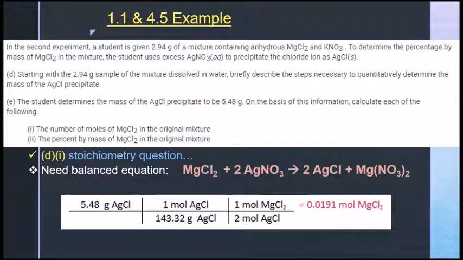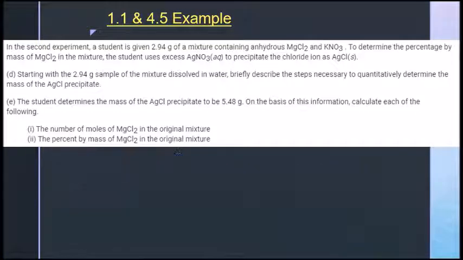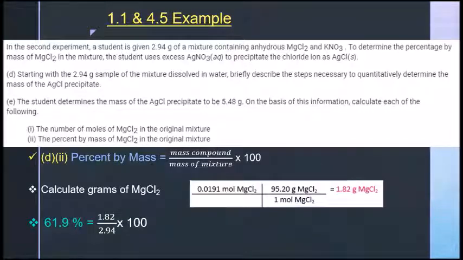So that's part, this is E1, excuse me, not D1, but that gave us the moles of the magnesium chloride. And here's part 2, this is E2. And we found our percent.